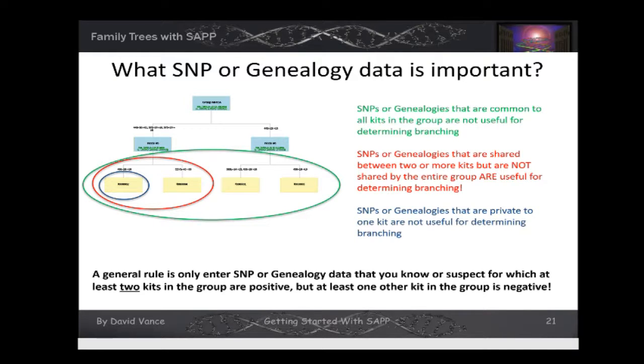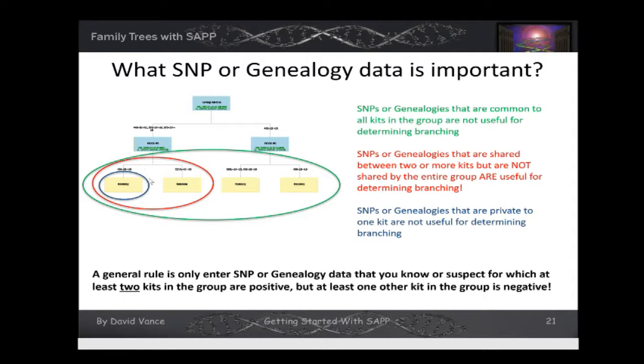So for instance, this green circle says that the SNP is common to all of them, and the green explanation is that SNPs or genealogies, both, that are common to all kits in the group are not particularly useful. If you knew who the group common ancestor was, you could put in a gen data line that simply said they're all going to be descendants of that common ancestor, and all that would do is put that ancestor's name in the box at the top, which, if that's what you want, that's fine, but that's really just a labeling convention at that point. It's not helping the branching at all.